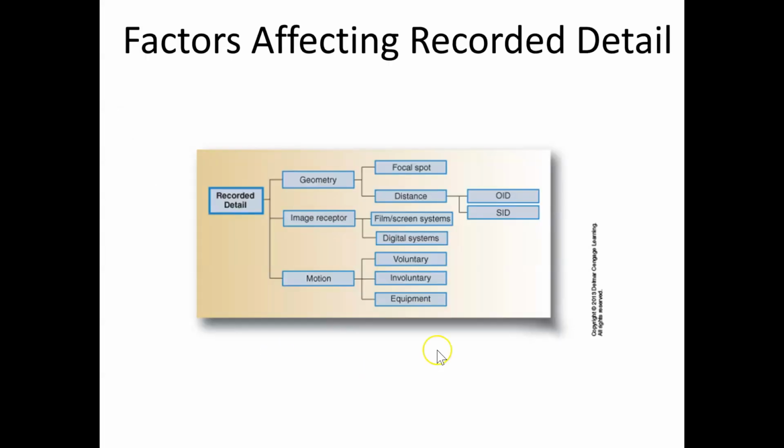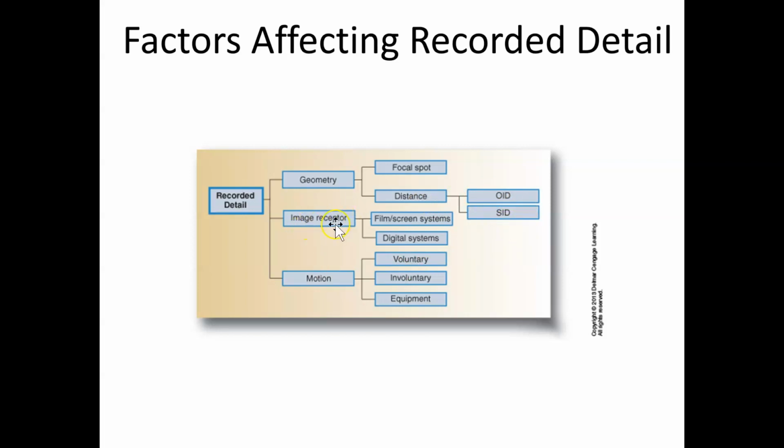And Carlton and Adler are really good about making these concept maps. When you're looking at recorded detail, there are three factors: the geometry of the beam, the image receptor itself, and motion. And we all know that motion is the greatest enemy of recorded detail. What is involved in the geometry of the beam? Well, it's the focal spot and distances, and within the distances you have OID and SID.